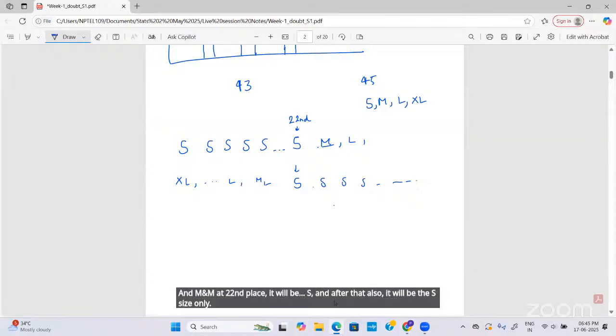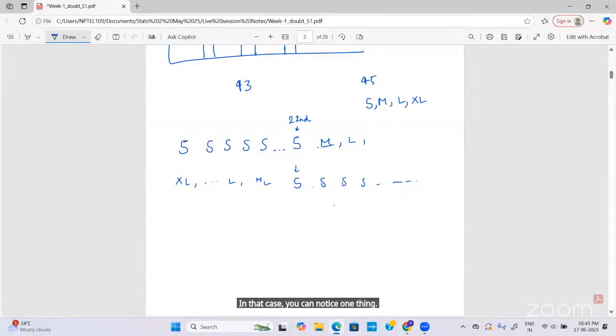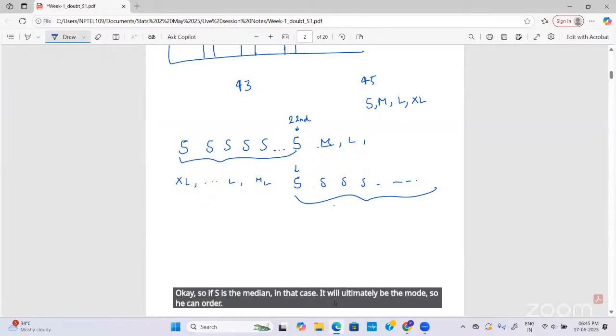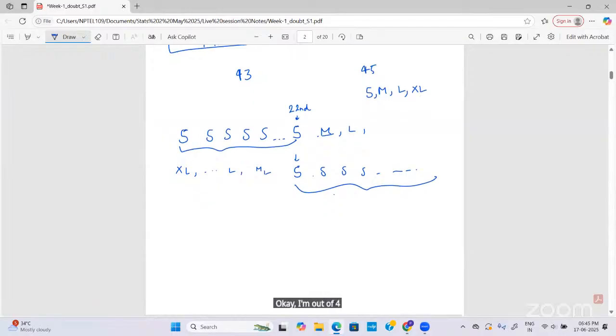So in that case, you can notice one thing: S is also the mode, which has the highest frequency, because half of the shirts are of S size. Right? So in that case, S will also be the mode. So if S is the median, it will ultimately be the mode. So he can order a small size shirt. But out of 43, you're telling that S will be the mode, out of the 43, right? Yes, out of the 43, because the rest of the two we do not know.